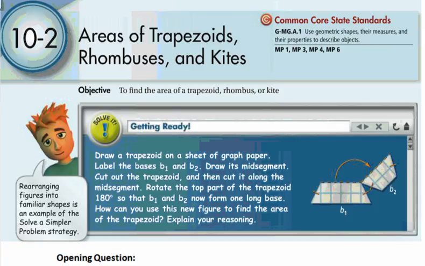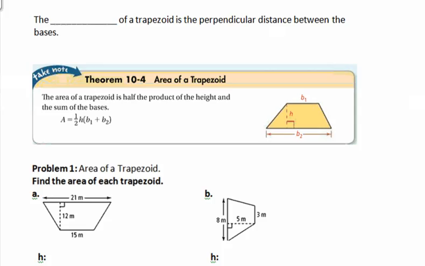But anyway, we're going to move on with section 10.2, which is continuing our study of area. We're going to focus on 3 different polygons today. Those 3 are trapezoids, rhombuses, and kites. So the objective is to find the area of those 3 things. Let's start off with a little bit about trapezoids.